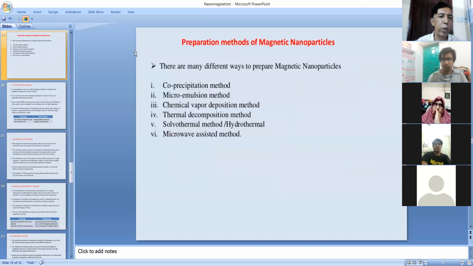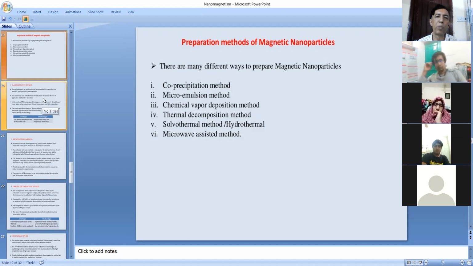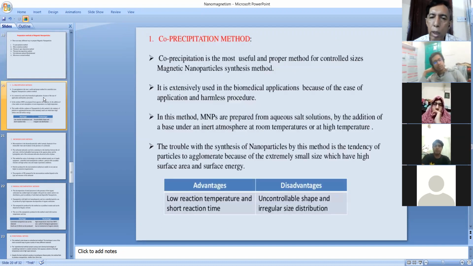Now, the next one is how to prepare the magnetic nanoparticles. There are a number of processes how to prepare the magnetic nanoparticles. One is co-precipitation, then microemulsion, CVD technique, thermal decomposition. This is the solvothermal method or hydrothermal method. There may be sol gel process. There are many processes by which you can prepare the magnetic nanoparticles.